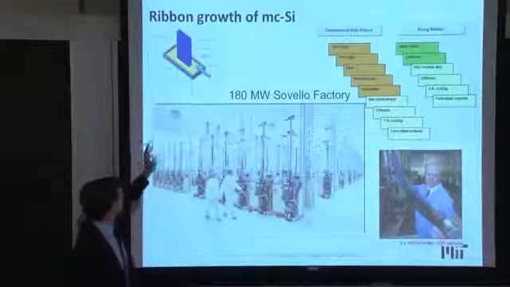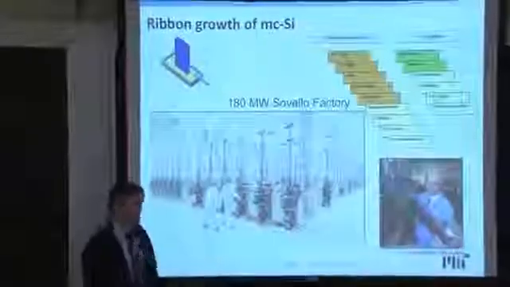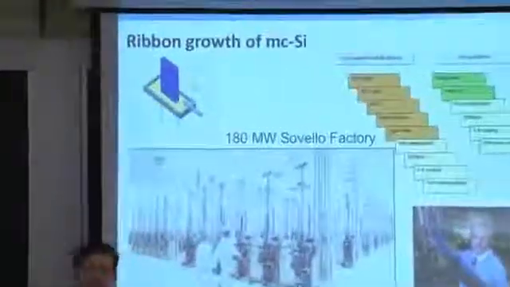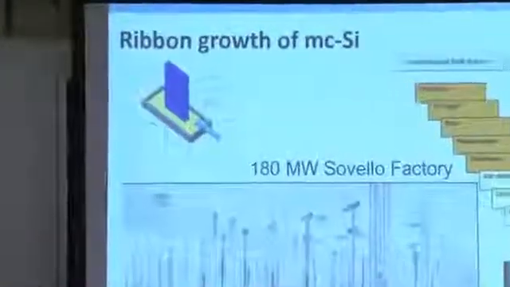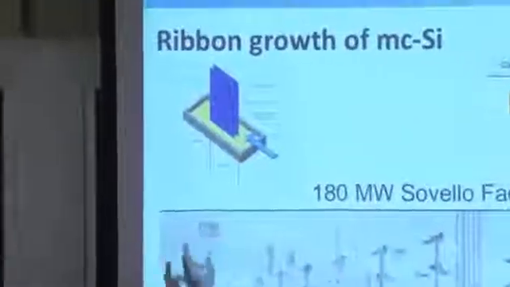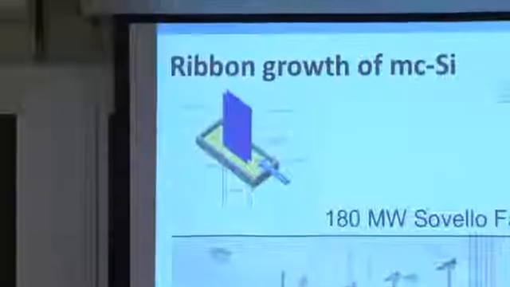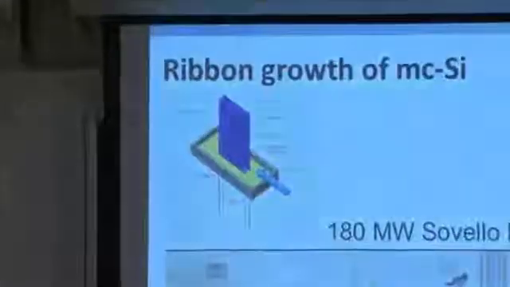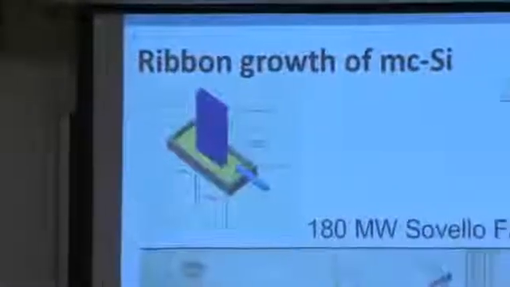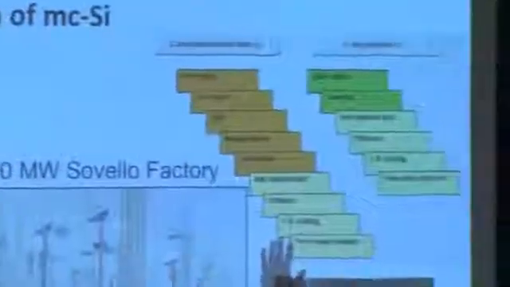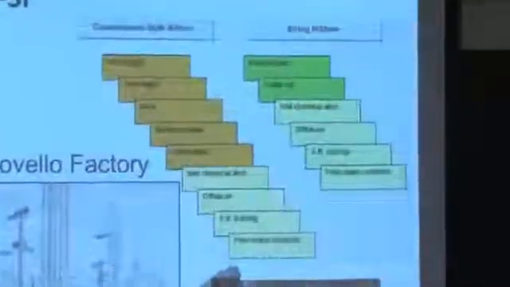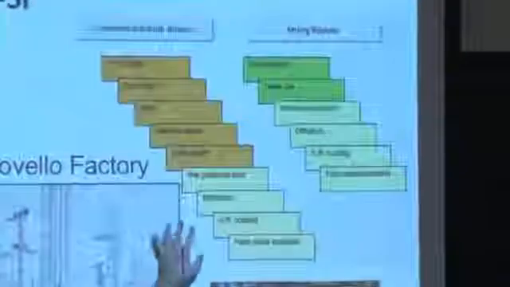They developed the string ribbon growth process, shown right over here. Eventually 2 ribbons face to face, and now 4 ribbons side by side. So this was called the Gemini because there were 2 ribbons face to face. And then eventually the quad process where 4 ribbons edge to edge. And you can see the conventional ingot multicrystalline silicon here, the different steps forming the ingot, eventually slicing and so forth.